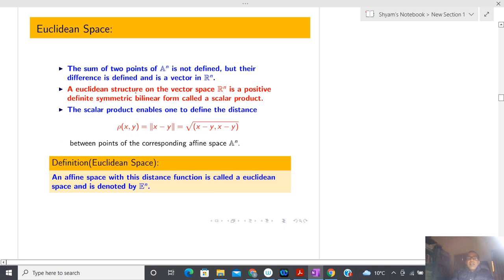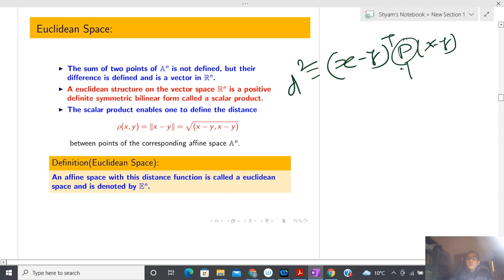A Euclidean structure on the vector space Rn is a positive definite symmetric bilinear form called the scalar product. What does it mean? I have already told you that whenever we are talking about distance, suppose you have to define the distance between x and y, you are able to define (x minus y) transpose P (x minus y), which is called the generalized form of distance. This is d squared. And if you see carefully, P is a positive symmetric definite matrix.